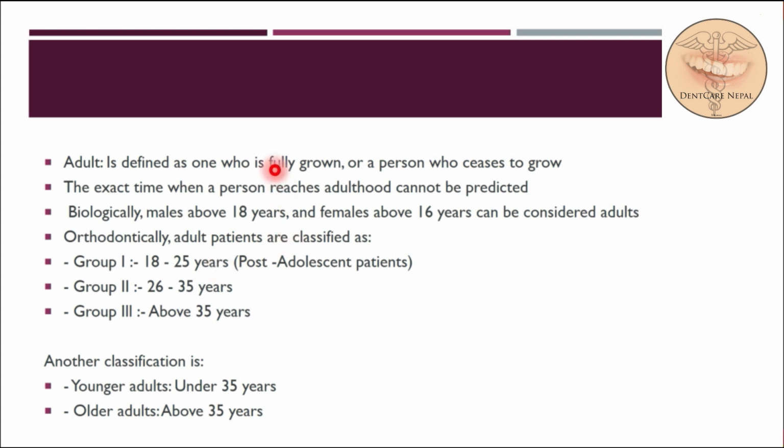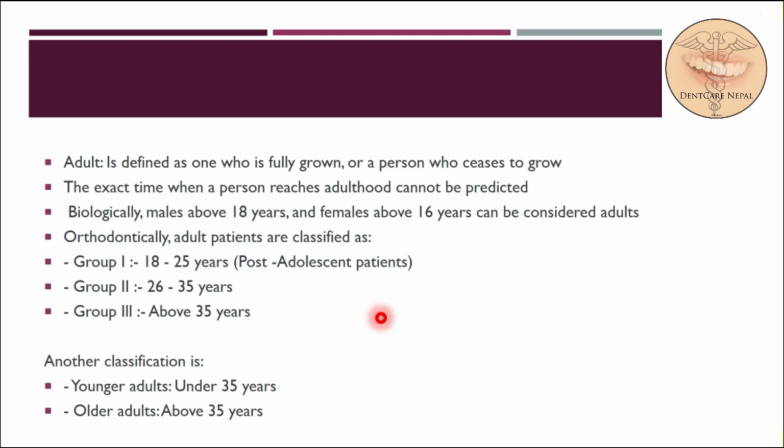One who is fully grown, a person who ceases to grow, and further growth is not possible, that is an adult. The exact time when a person reaches adulthood cannot be predicted. Biologically, it is accepted that males above 18 years and females above 16 years can be considered adults.